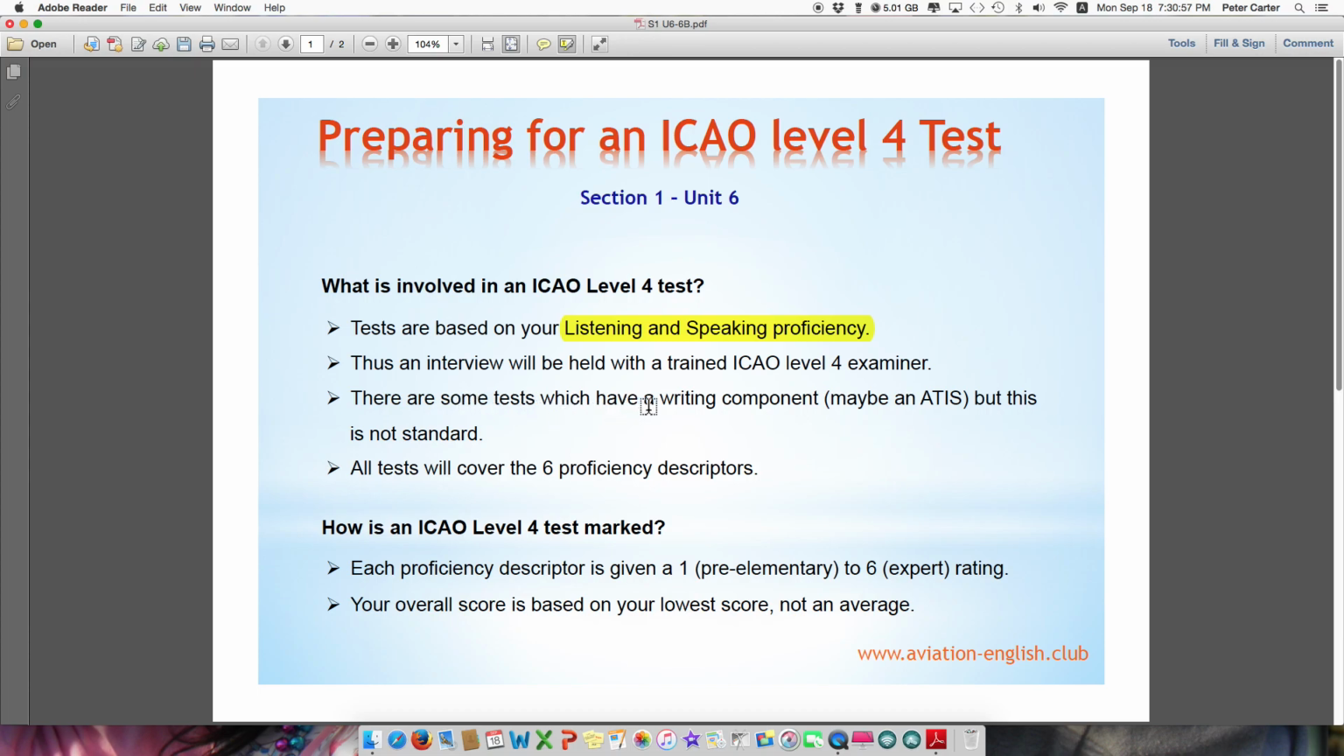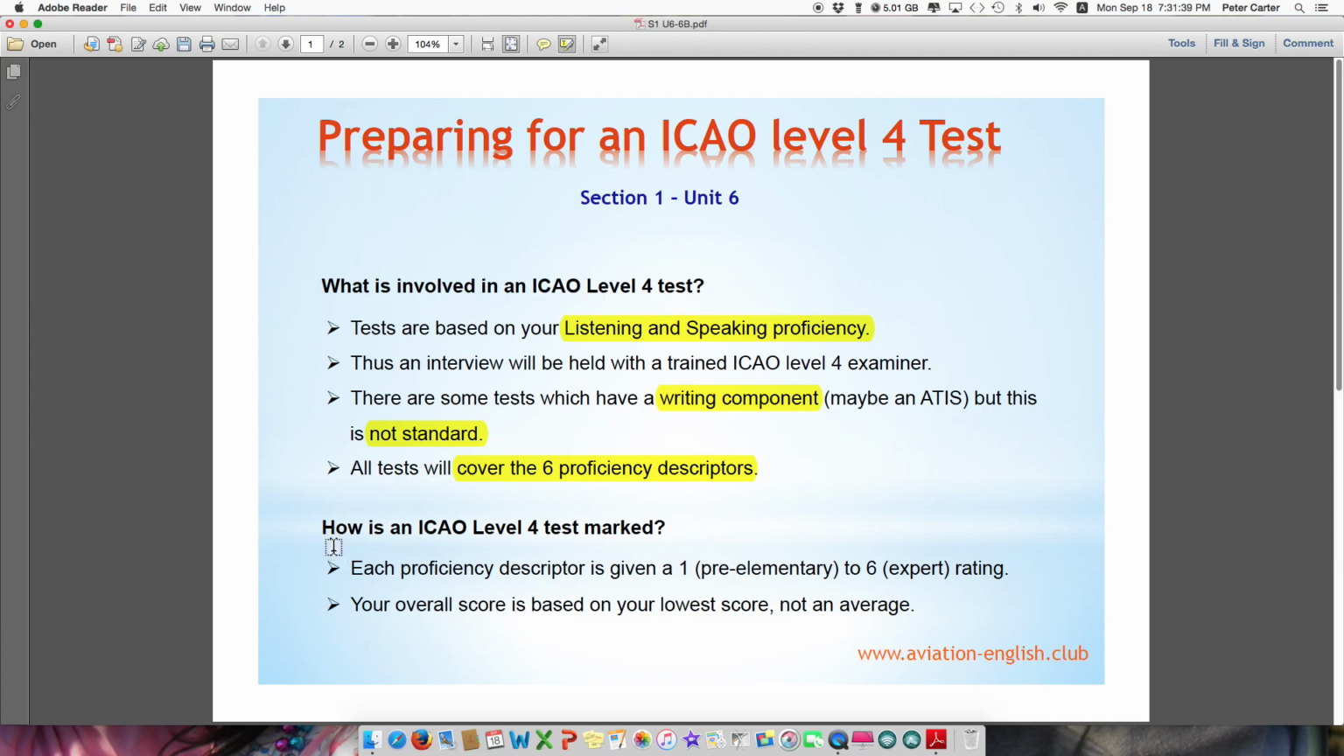There are some tests which have a writing component, maybe an ATIS for example, but this is generally not standard. And in fact, in my experience, I have never done a test which has a writing component. Friends of mine have, but I have never done it. But what we do is cover the 6 proficiency descriptors, the ones that I talked about earlier. Do you remember the pronunciation, structure, vocabulary, fluency, comprehension, and interactions?